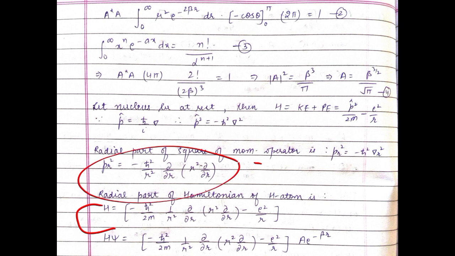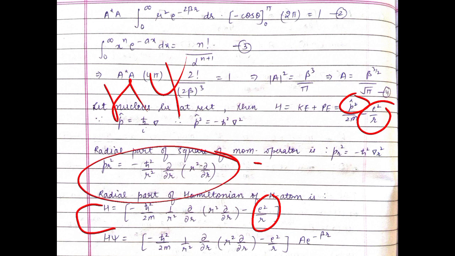We will put this p r square term here. So we will get H equal to minus of h cut square by 2m into 1 upon r square del by del r into r square del by del r, and this is the potential term which is already mentioned here. So now we want H of psi. So we will multiply psi on both sides, where the value of psi is a into e raised to minus beta r. Now we will multiply this wave function in every term in the bracket.